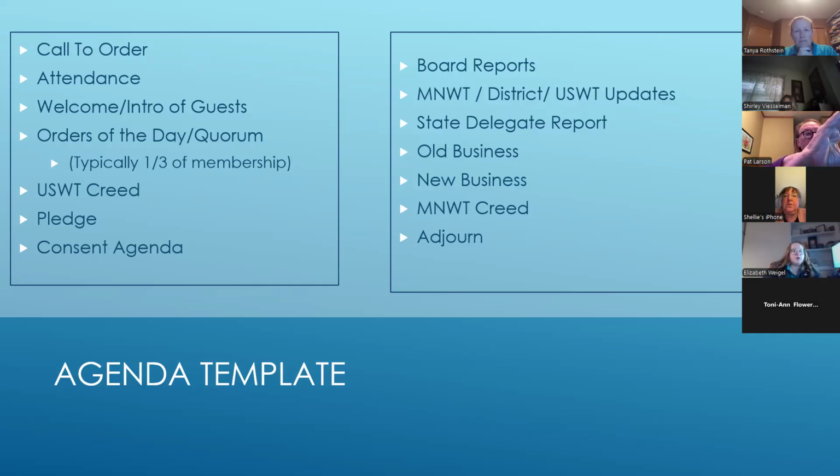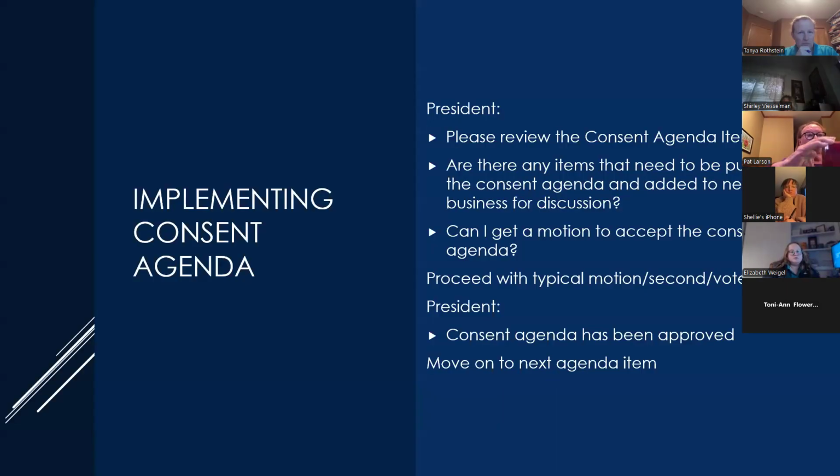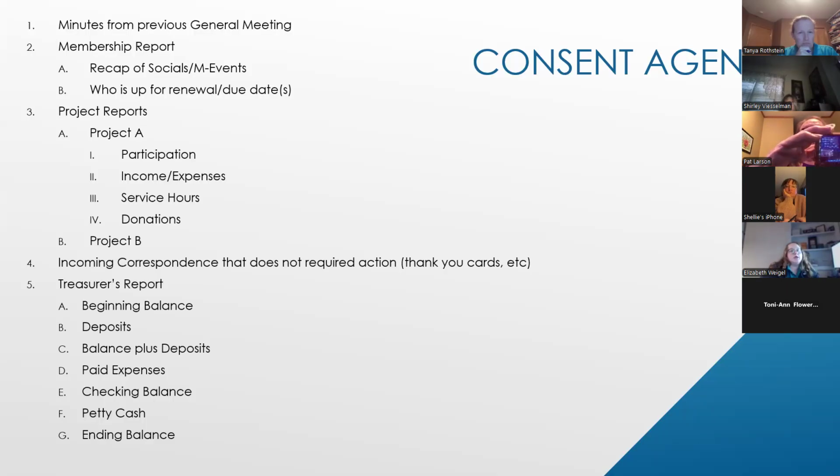agenda items as typical. This breaks out the consent agenda portions a little more. You'd have, say, minutes from a previous meeting, followed by your membership report, any recaps, renewals, project reports for project A, project B, and any incoming correspondence that doesn't require any action, like if you get a thank you card.